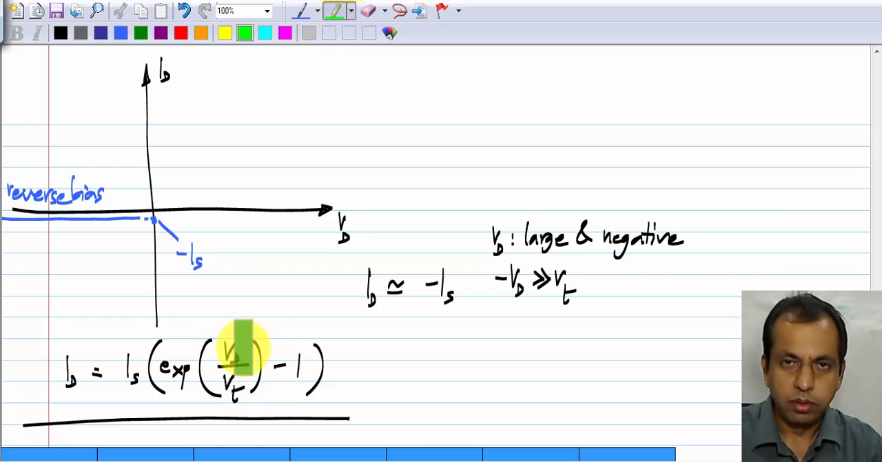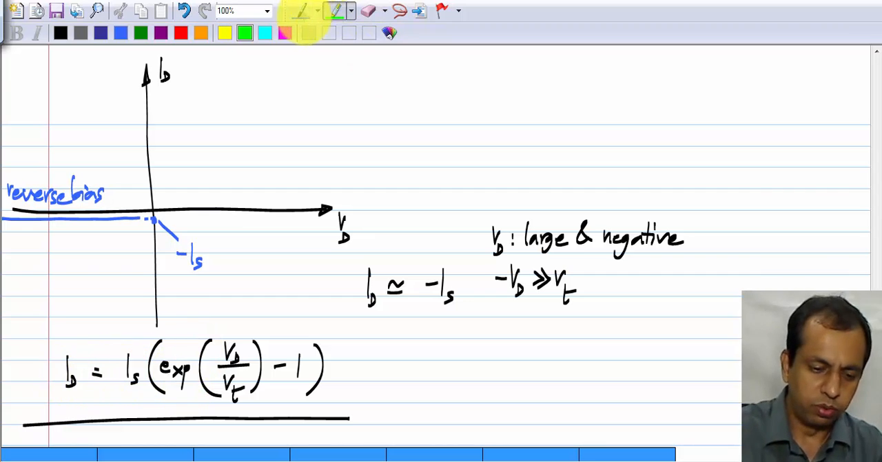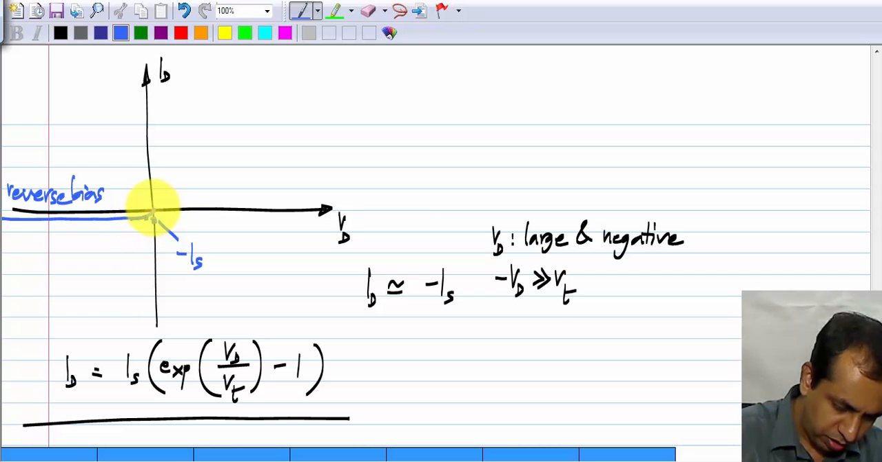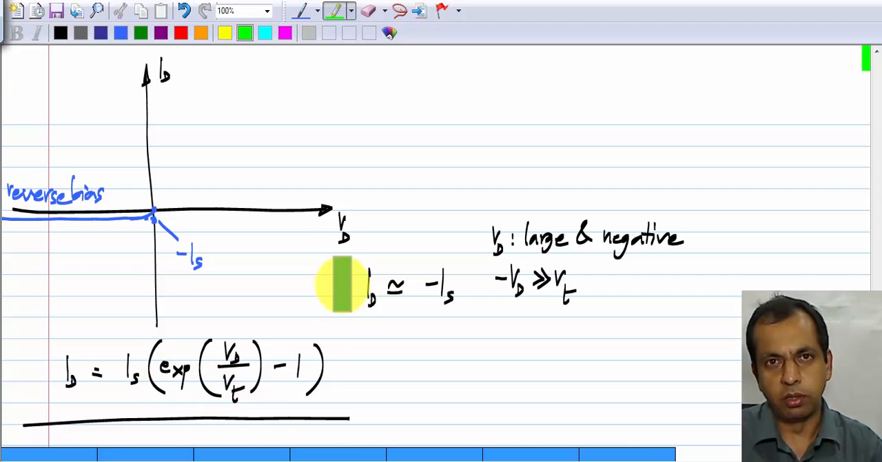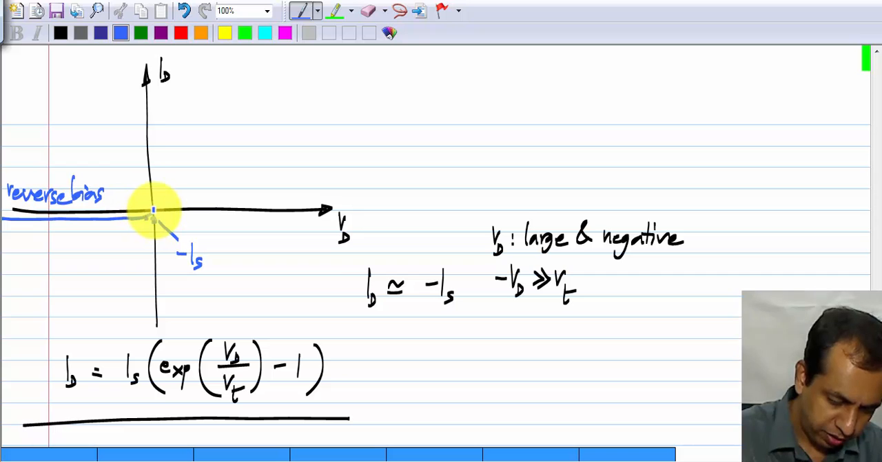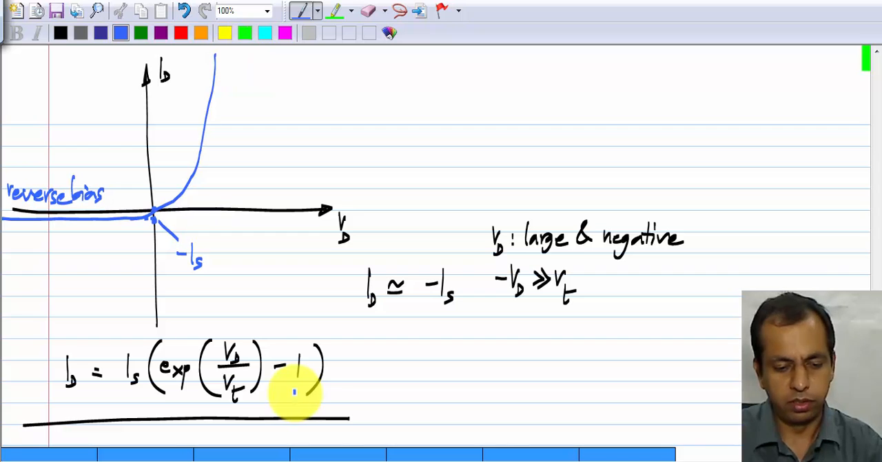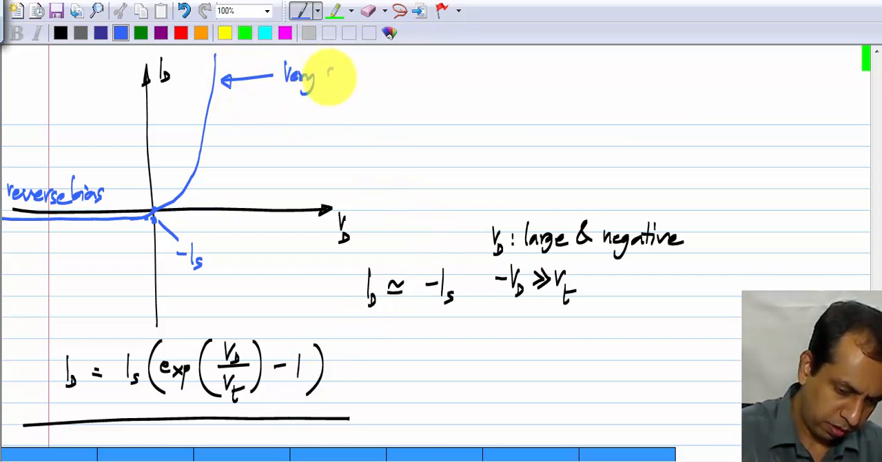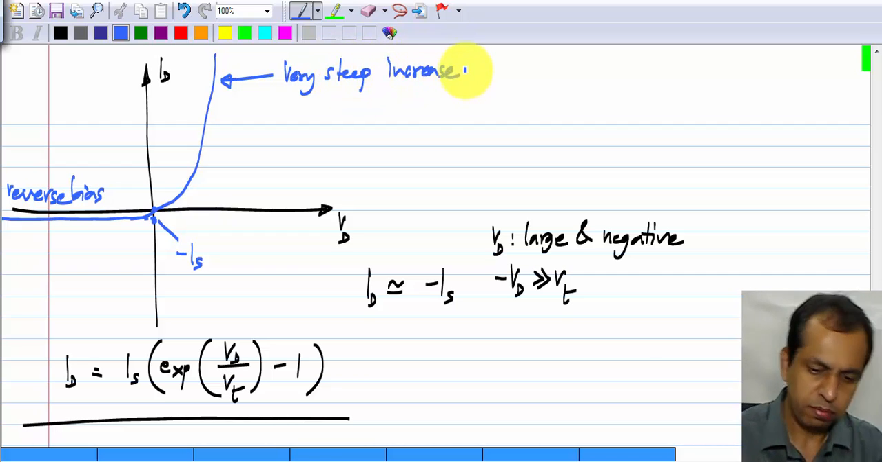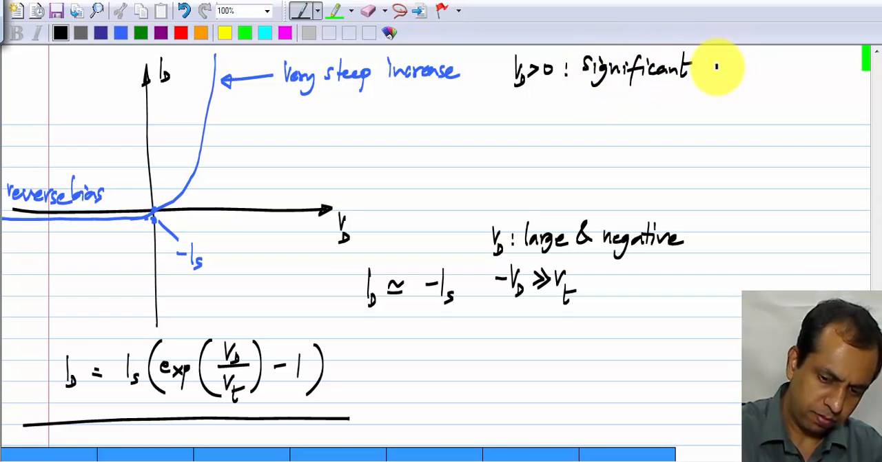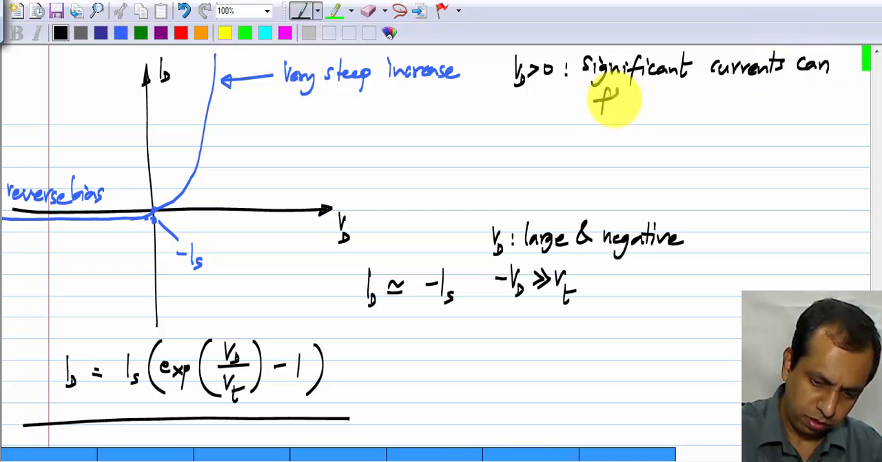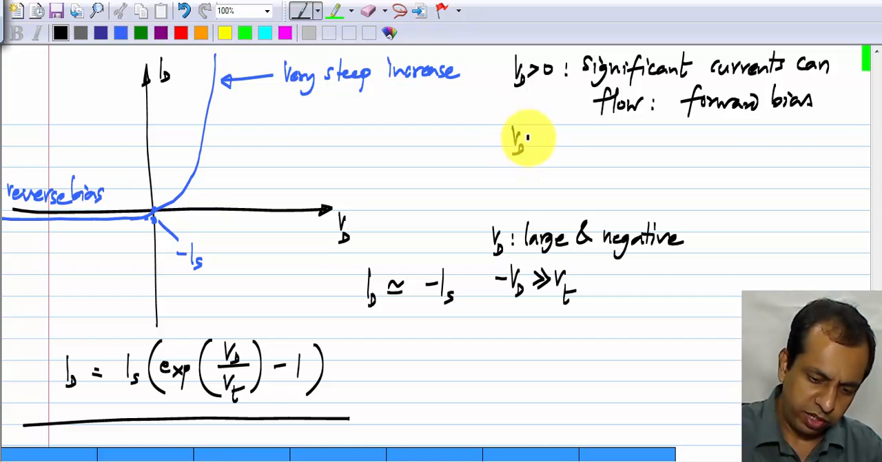Now when Vd equals 0, this number is 1 and Id will be equal to 0. So that means that this Id will be 0 when Vd is 0. And as Vd becomes positive, this exponential grows rapidly with Vd and the current increases rather steeply, something like that. So this region where Vd is greater than 0, significant currents can flow, and this is known as forward bias.